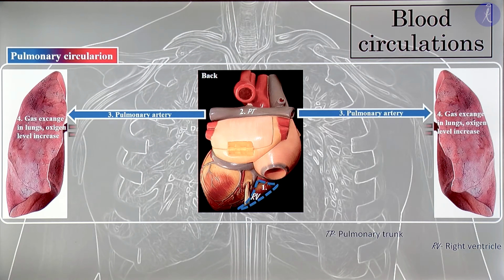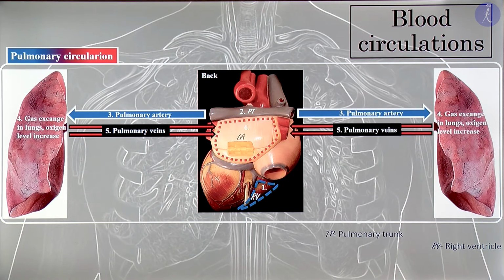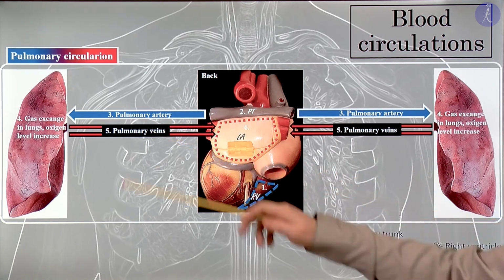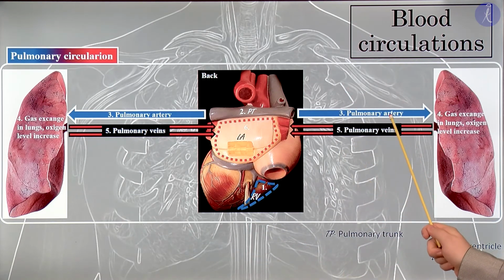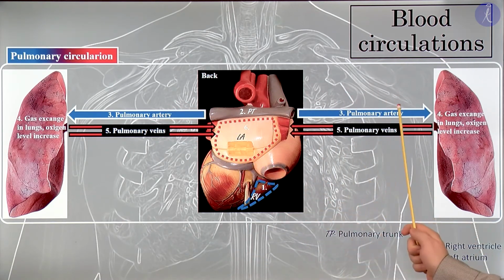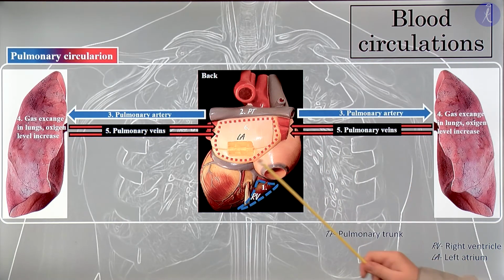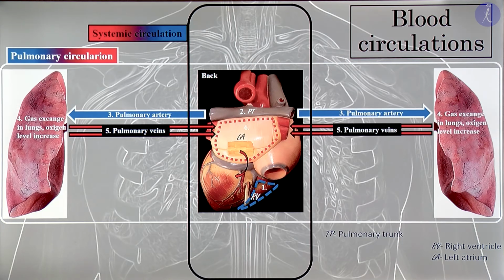This oxygenated blood travels back to the heart, into the left atrium, more precisely through the pulmonary veins. Here I would like to highlight that these vessels are called arteries, however, they carry venous blood, and the pulmonary veins, however, they are called veins, they will carry oxygenated, so arterial type of blood. And from the left atrium, as we step into the left ventricle, here we'll start the systemic circulation.